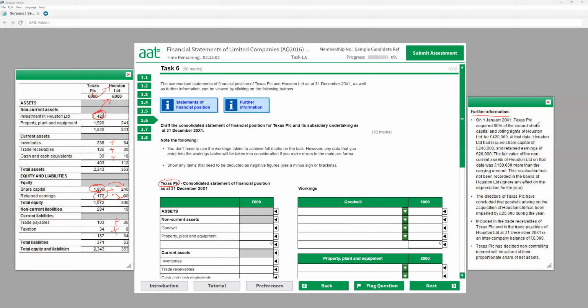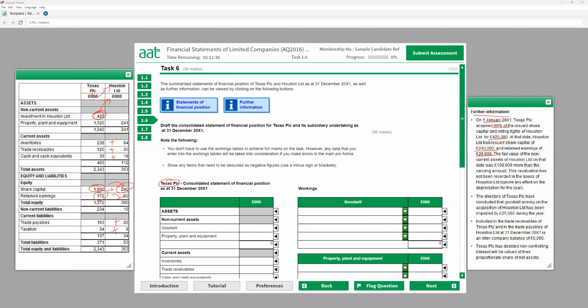On the further information section, it is 80% owned. Good. How much we paid? 420. Then how much was the share capital at that time? 240. You can see the 240 here. And how much was the retained earnings at the date of acquisition? 20. Now you can see the day I bought, 1st of January, the subsidiary's retained earnings were 20.